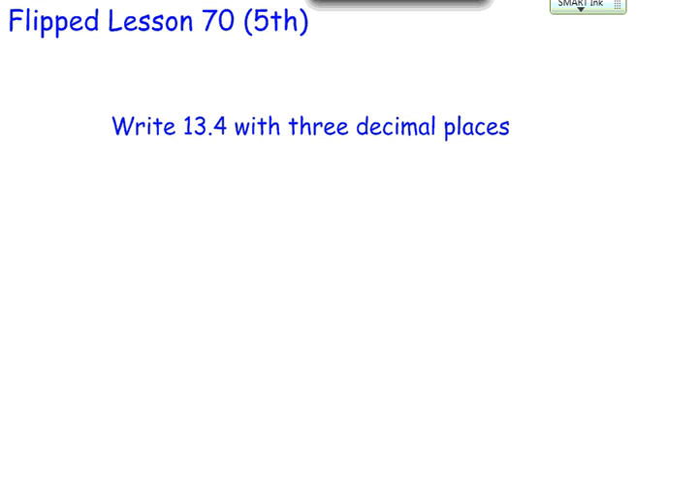It says write 13 and 4/10 with 3 decimal places. All right. Now we see the number right here, and we can quickly see that there is 1 decimal place. However, the problem asks us to have 3 decimal places. So we'd have 1, 2, 3. However, we don't want to change the value of our number. So what are we going to do?